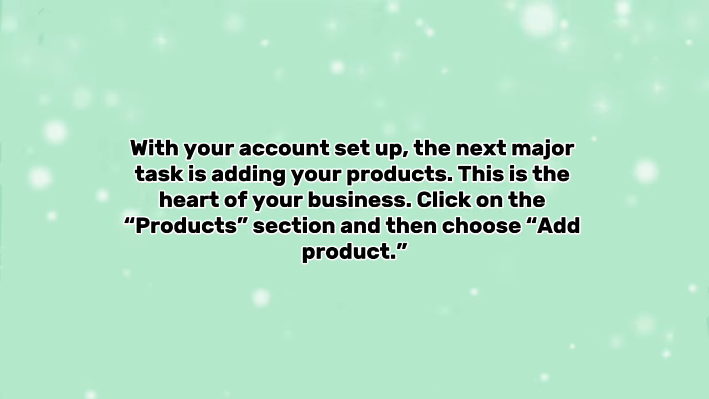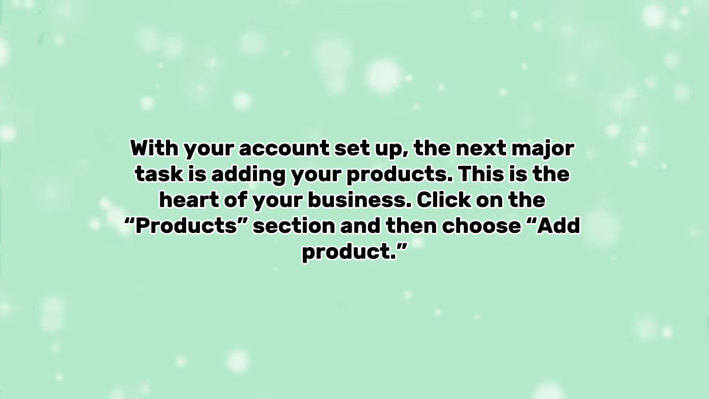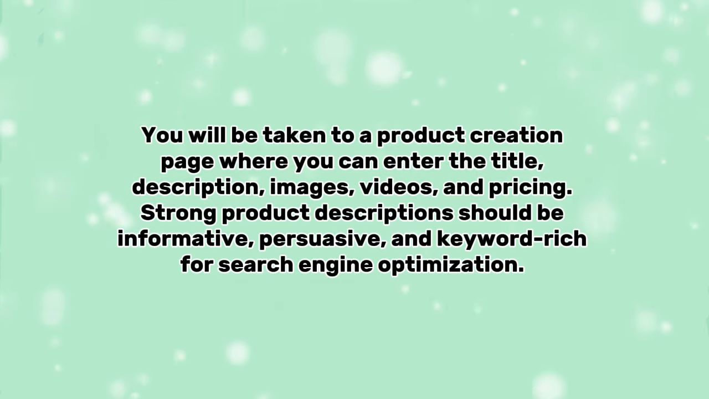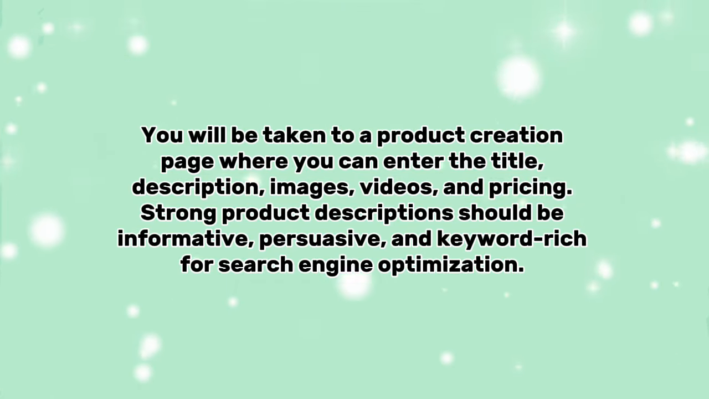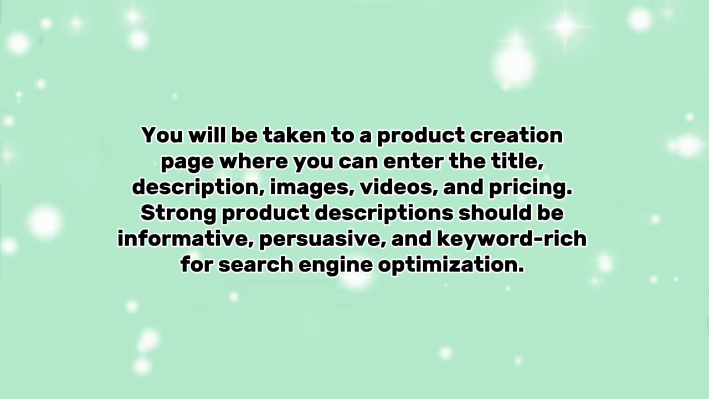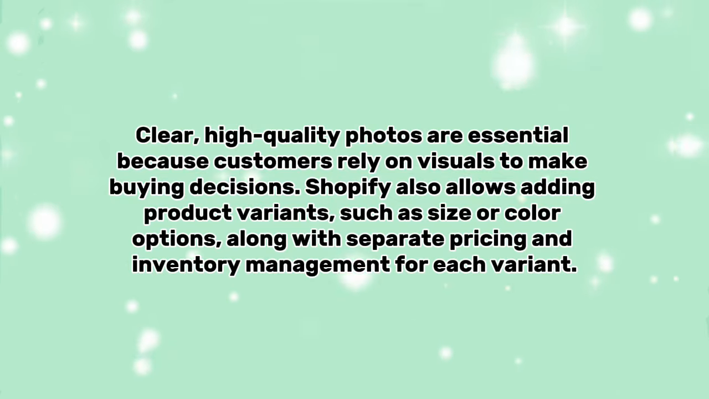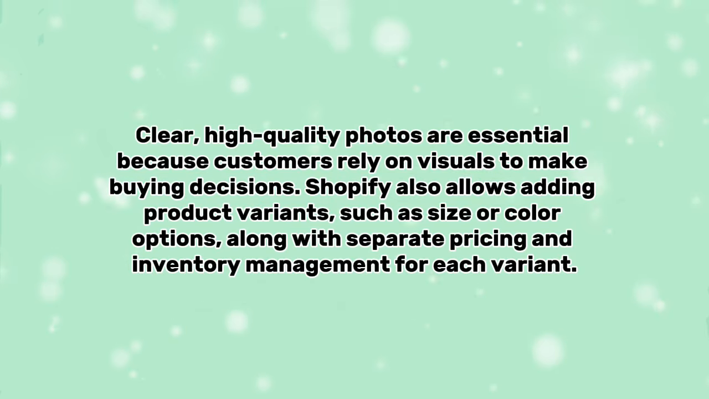With your account set up, the next major task is adding your products. This is the heart of your business. Click on the Products section and then choose Add Product. You will be taken to a product creation page where you can enter the title, description, images, videos, and pricing. Strong product descriptions should be informative, persuasive, and keyword-rich for search engine optimization. Clear, high-quality photos are essential because customers rely on visuals to make buying decisions.